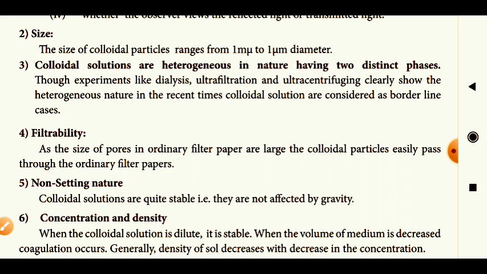So the holes of ordinary filter paper are very big. When we filter a colloidal solution through ordinary filter paper, it easily passes through and comes out. So it cannot be used as ordinary filter paper. This shows that the size of the colloidal particles is very small. So for that you have to use a special type of filter paper. So that is called filterability.